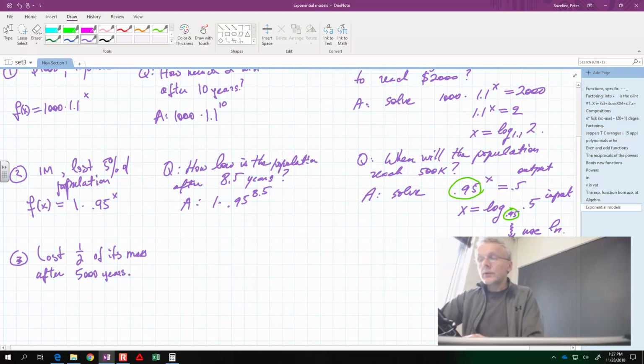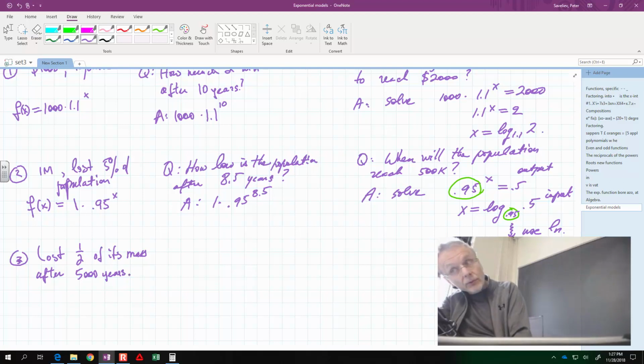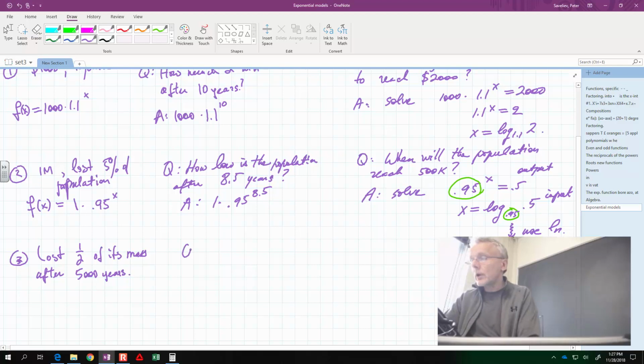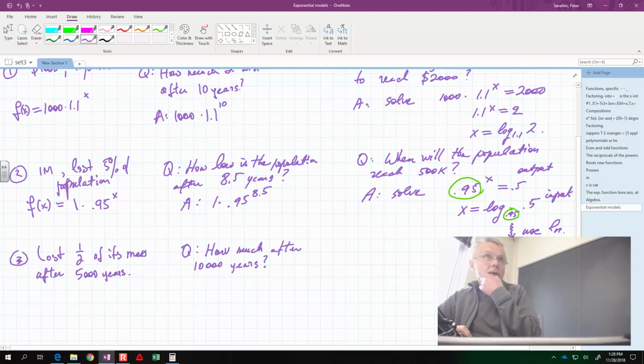Okay? So, and then we want to know, for example, a bunch of questions we can ask about how much it still has after 10,000 years. How much after 10,000 years? It might matter because it's been 10,000 years. You want to know, is it safe to go there? Okay, so what's the answer?